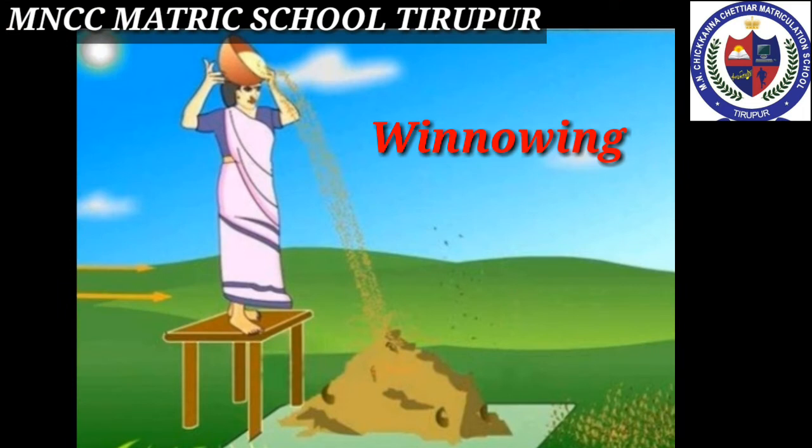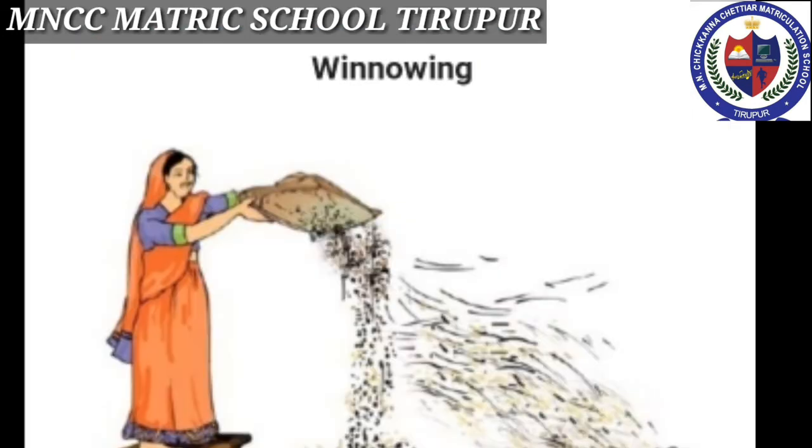Next, we'll see about winnowing. It is an agricultural method for separating grain from husk. Rice, wheat and other food grains are covered in husk which cannot be eaten by us. Husk is very light and gets easily blown away by a breeze or wind. This method is called winnowing.